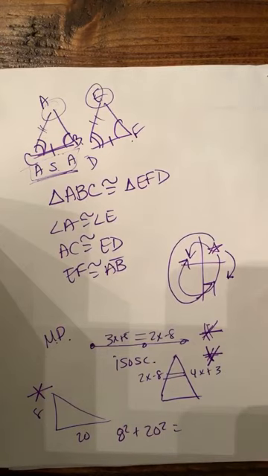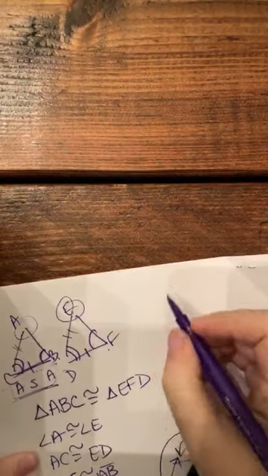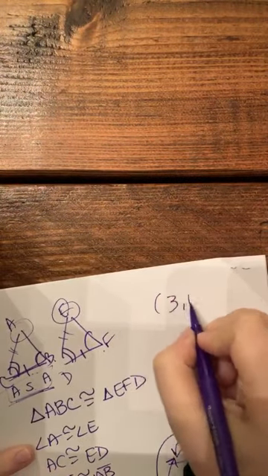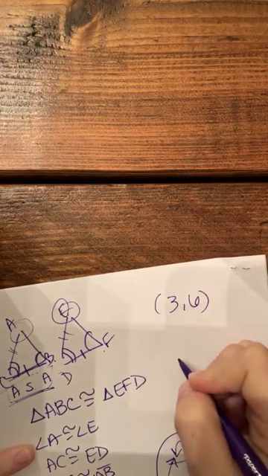Distance formula. Yeah, distance formula. I don't know, 3, 6. Vectors? Nah. All right, I'll go back.